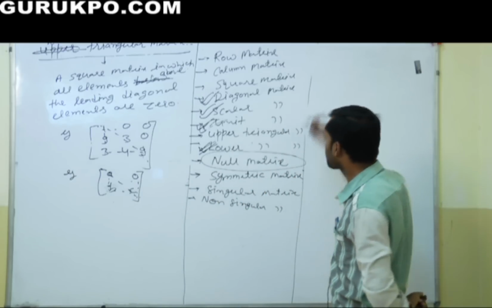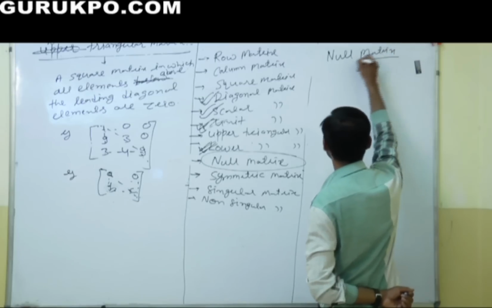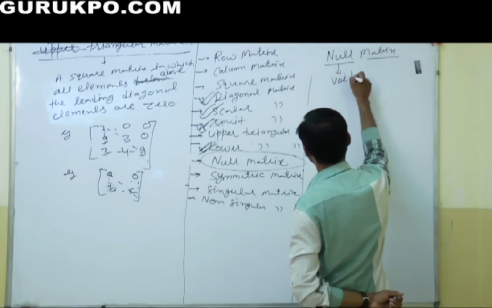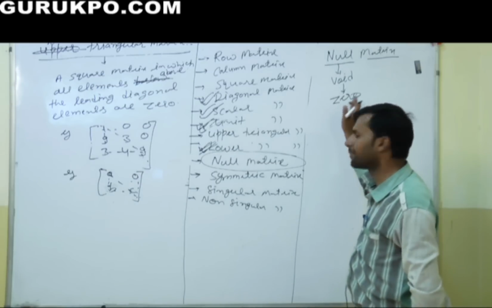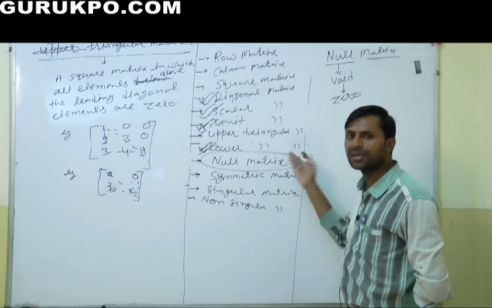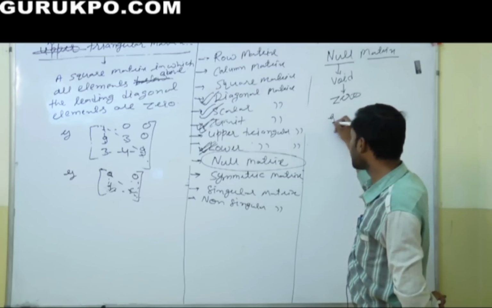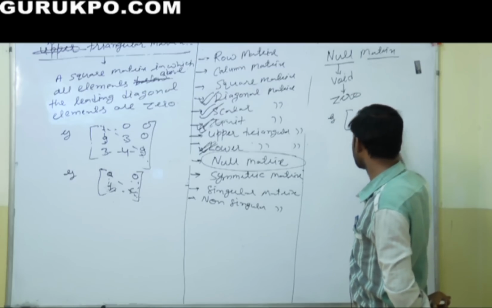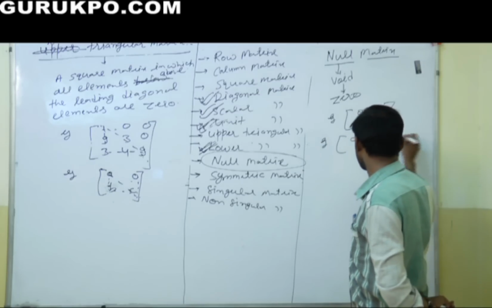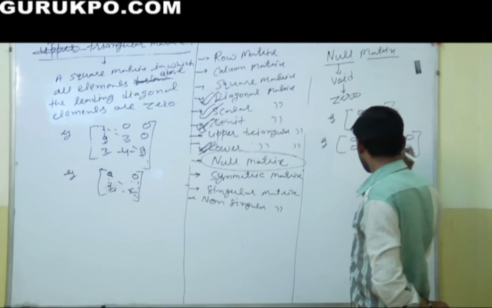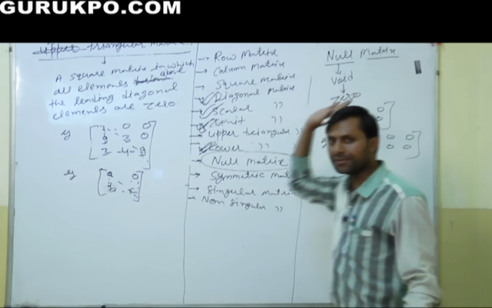The next one is the null matrix. What is a null matrix? Null means void, means 0. A matrix in which all elements are 0 is known as a null matrix. So no problem in this. All elements are 0, like 0, 0, 0, 0, it is a null matrix. Or 0, 0, 0, 0, 0, 0, 0, 0. Any matrix in which all elements are 0 is known as a null matrix.